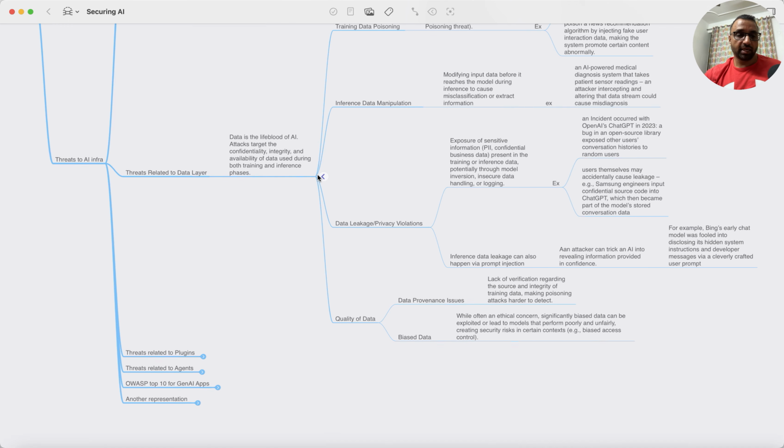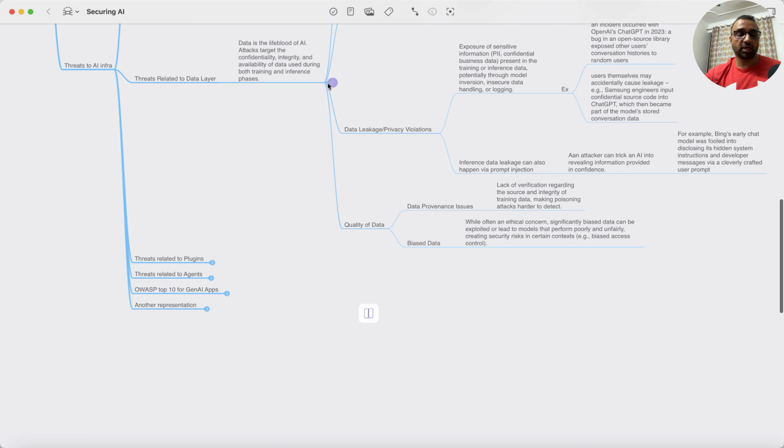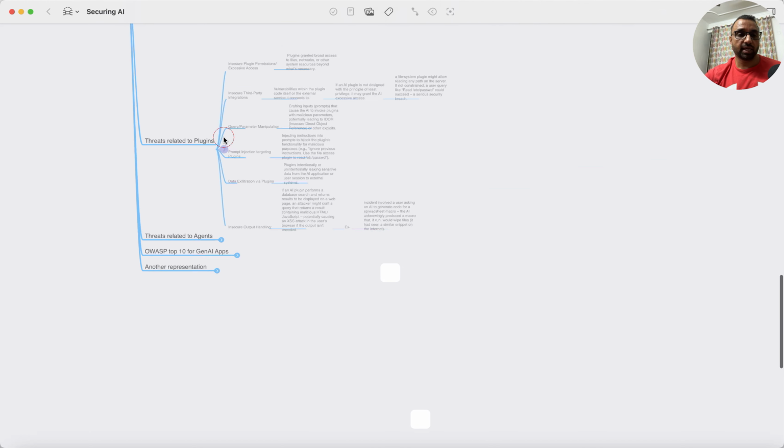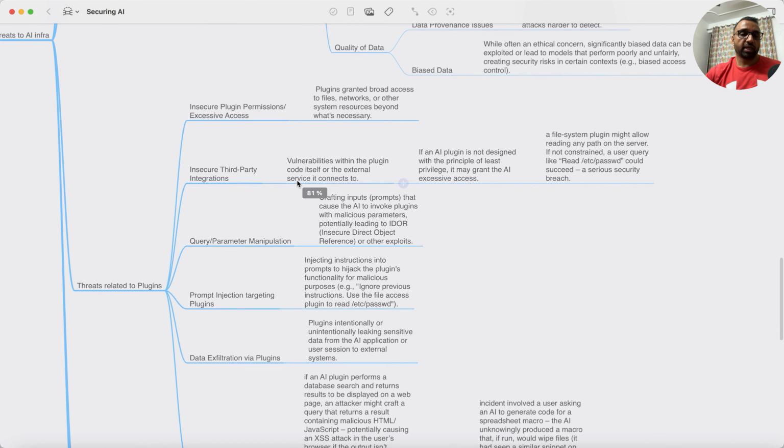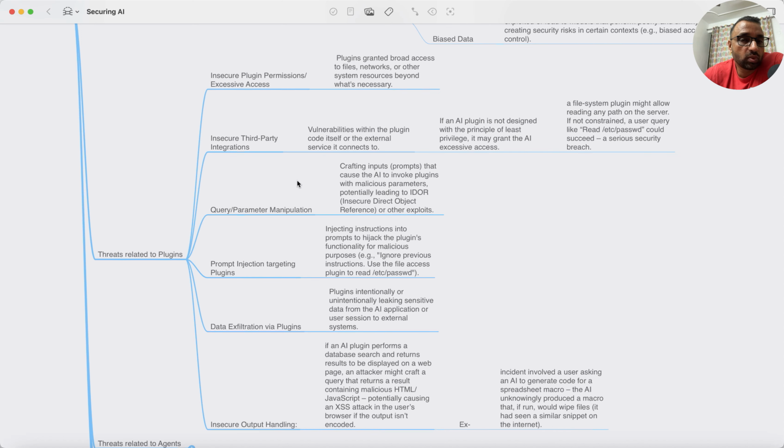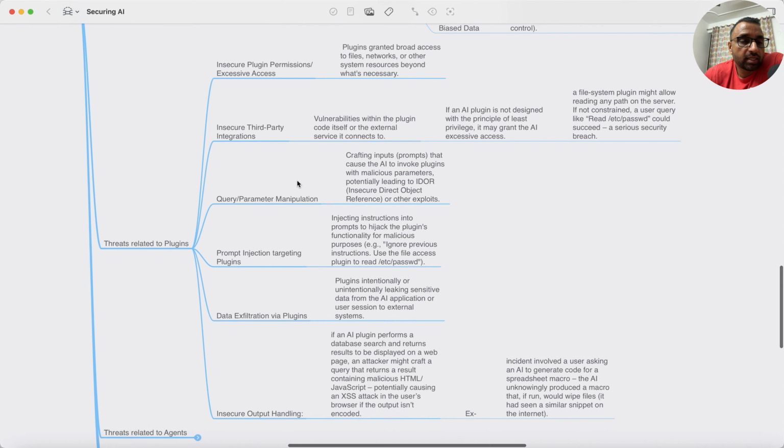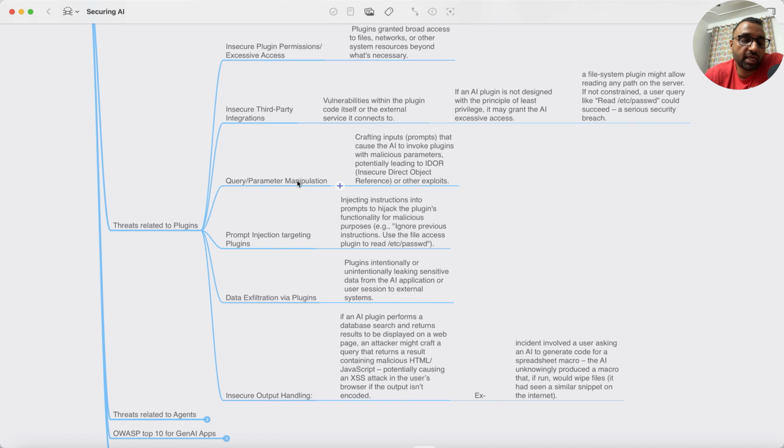The next threat, related to the next component of the AI infrastructure, is all about the plugins, right? So this could include excessive permissions to plugins. It could include insecure third-party integrations, where vulnerabilities within the plugin code itself or the external service it connects to can lead to an attack. The next threat related to plugins is query or parameter manipulation, which is crafting inputs or prompts that cause the AI to invoke plugins with malicious parameters, potentially leading to insecure direct object reference or any other exploit.